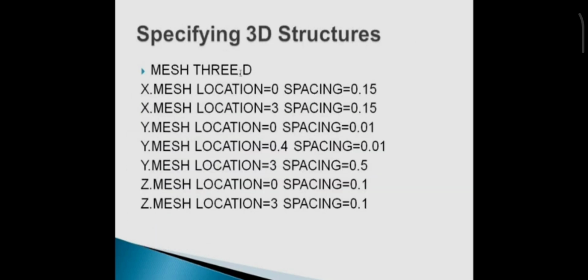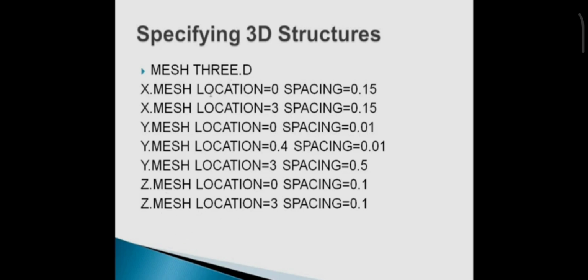Specifying 3D structure. The syntax for forming 3D device structure is an extension of the 2D structure described in the previous section. The mesh statement should appear as mesh 3.d. The 3.d parameter tells Atlas that a three-dimensional grid will be specified. The other statements used to specify 3D structure and grid are the same as 2D, with the addition of Z direction specification, in which simply Z mesh location is introduced.